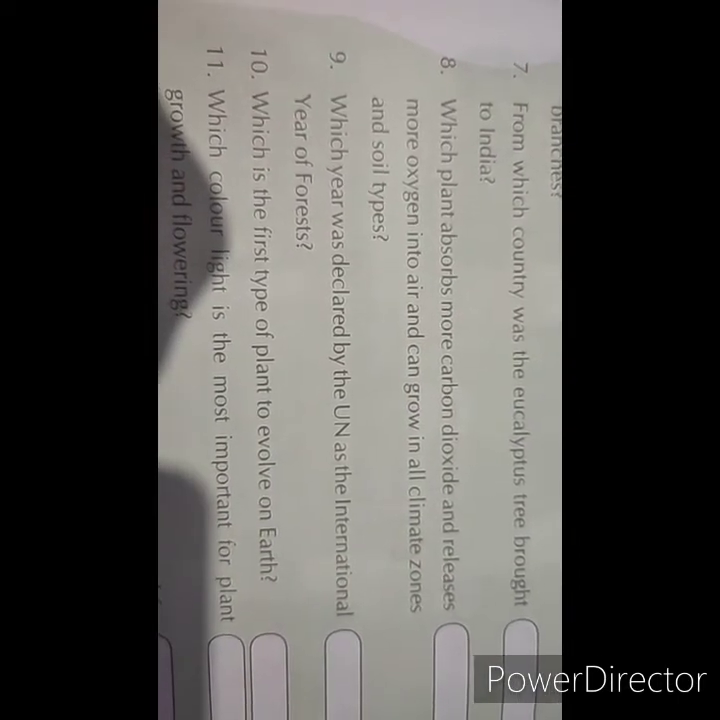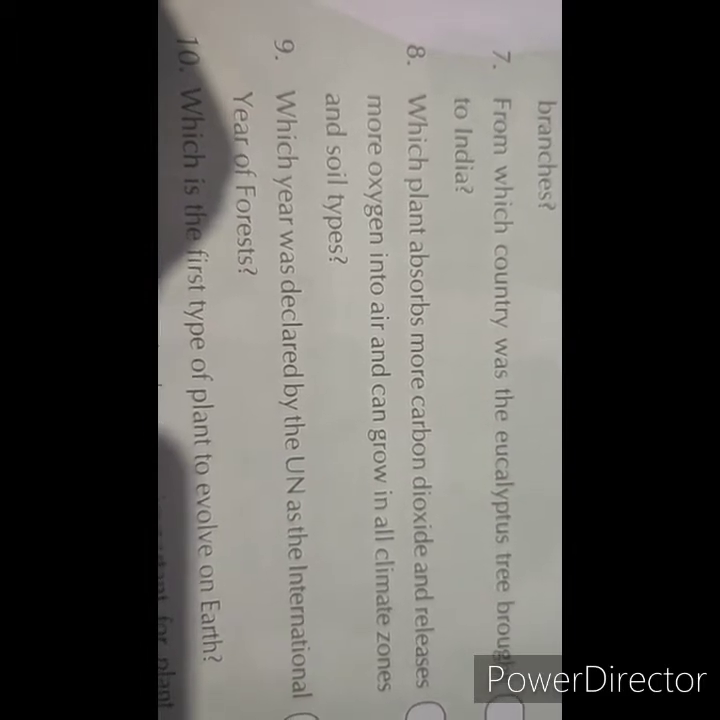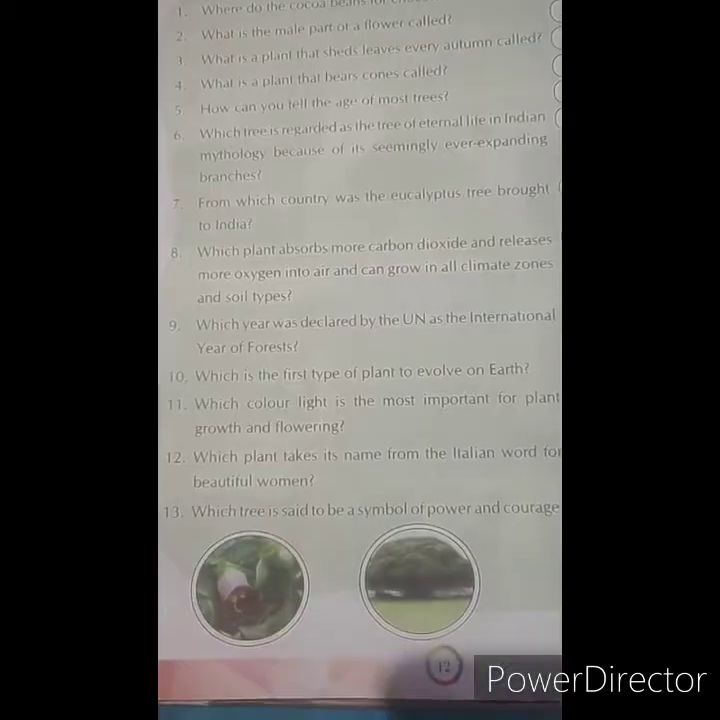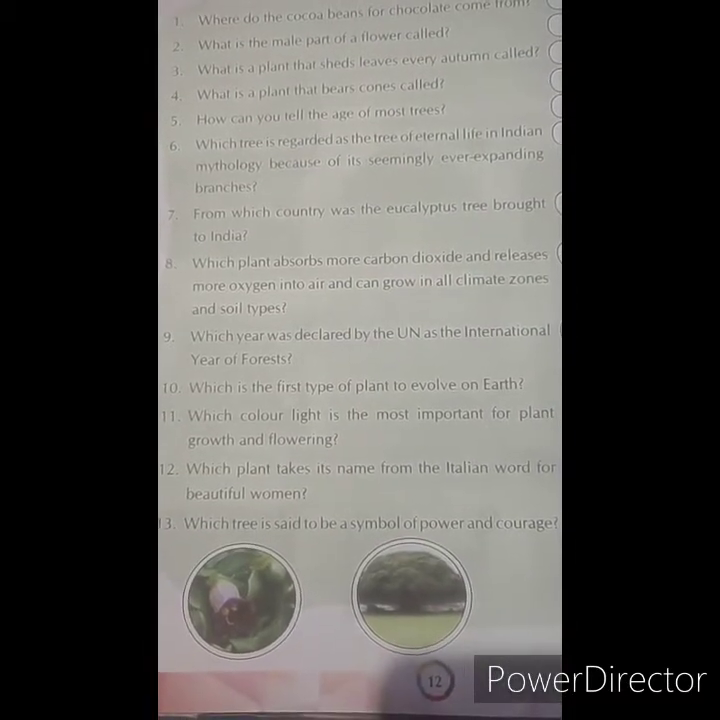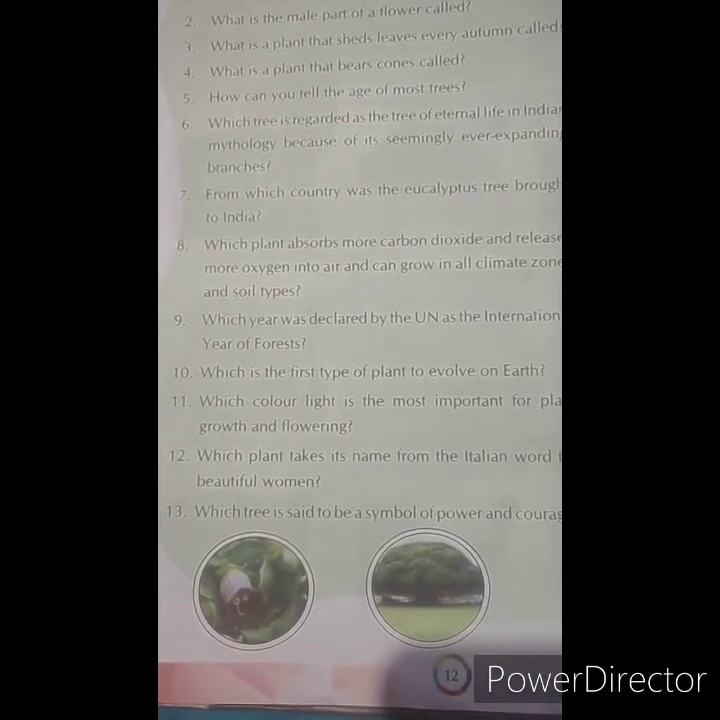Number 7. From which country was the eucalyptus tree brought to India? Number 8. Which plant absorbs more carbon dioxide and releases more oxygen into air and can grow in all climate zones and soil types? Which year was declared by the UN as the International Year of Forests?